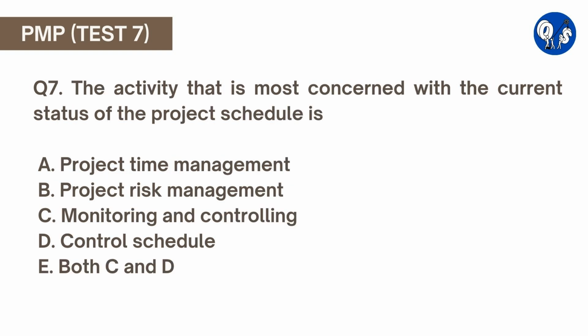Question number 7. The activity that is most concerned with the current status of the project schedule is A. Project time management. B. Project risk management. C. Monitoring and controlling. D. Control schedule. E. Both C and D. Here option D is correct. One of the control schedule deliverables is to determine the current status of the project schedule.